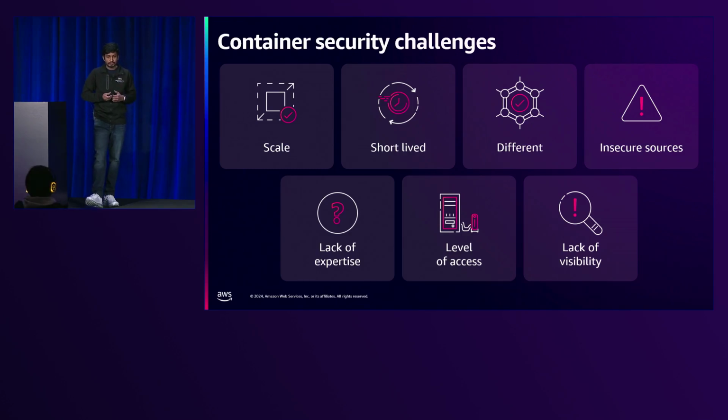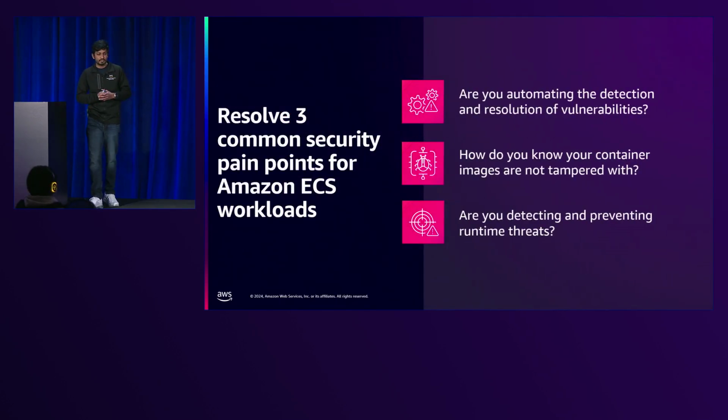So what we're going to do today is to resolve 3 common security pain points for Amazon ECS workloads. Are you automating the detection and resolution of vulnerabilities? And how do you know that your container image is not tampered with? Are you detecting and preventing runtime threats as well? So we are going to dive deep into these 3 topics today. My colleague Mai and I will be covering some of these topics.